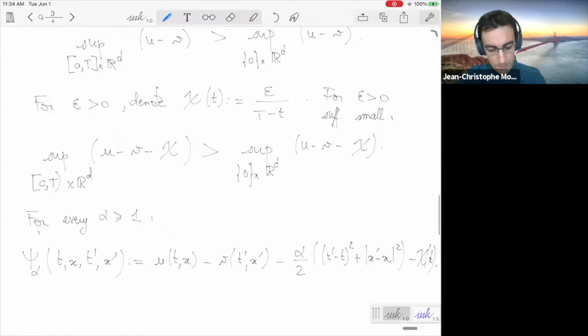So for this epsilon, there's a question about the epsilon thing. You just take a t naught such that u minus v of t naught x naught is strictly larger than the sup at the initial time, and then you try to insert epsilon. If you choose epsilon sufficiently small, this will remain true. The u minus v minus chi at t naught x naught will still be greater than the same thing at the initial time.